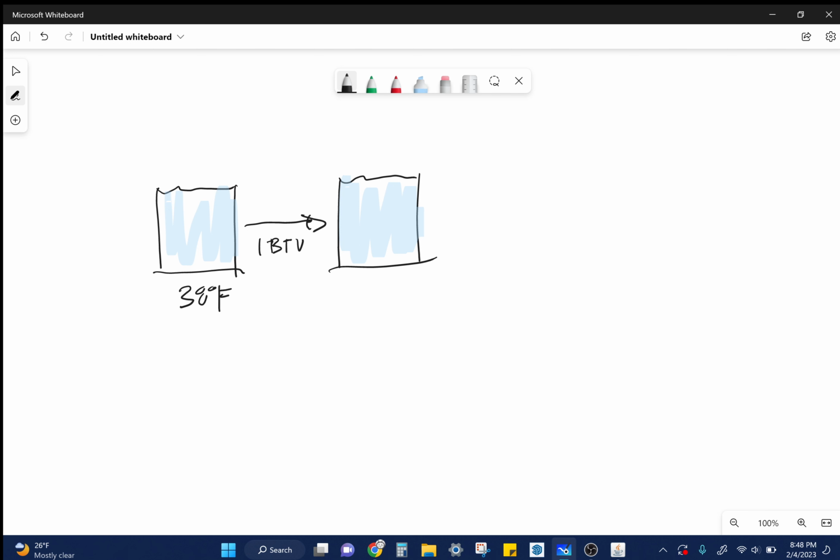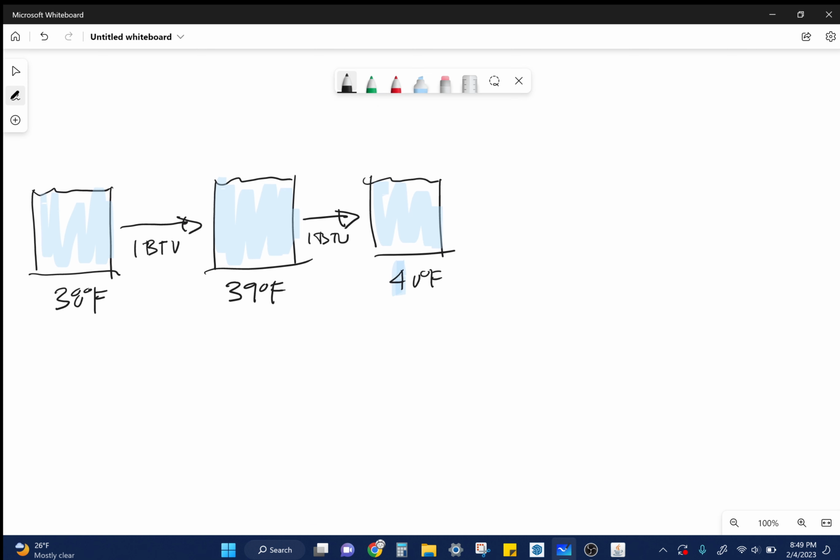It's basically the amount of energy in a match. It doesn't really matter. We're just saying that there's a certain amount of energy, very small actually, that we need to apply to this water to get it to go up 1 degree. And if I want it to go to 40, it's going to be the same thing. 1 BTU, got my water, and we're at 40 degrees Fahrenheit.